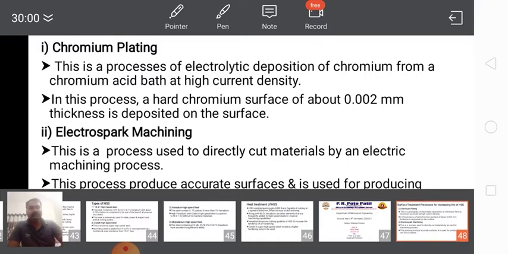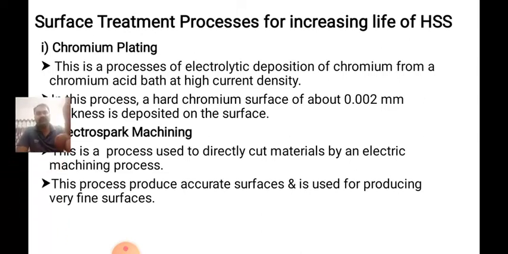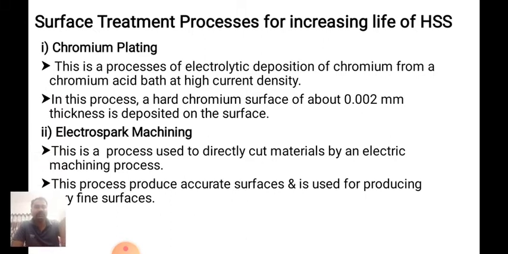Then next is electrospark machining. In that case there is direct removal of material from the workpiece. This is a process used to directly cut material by electrolytic machining. This process produces an accurate surface and is used for producing a very fine surface. So this is the electrospark machining.